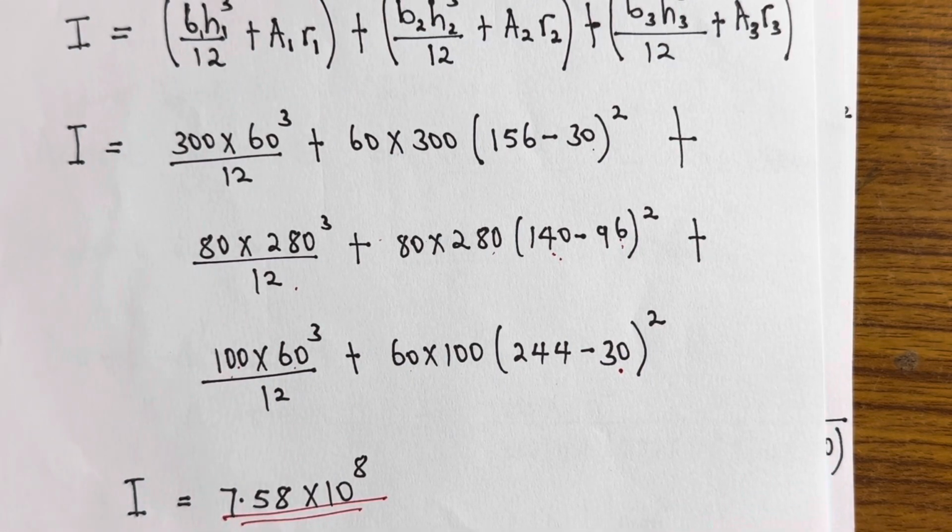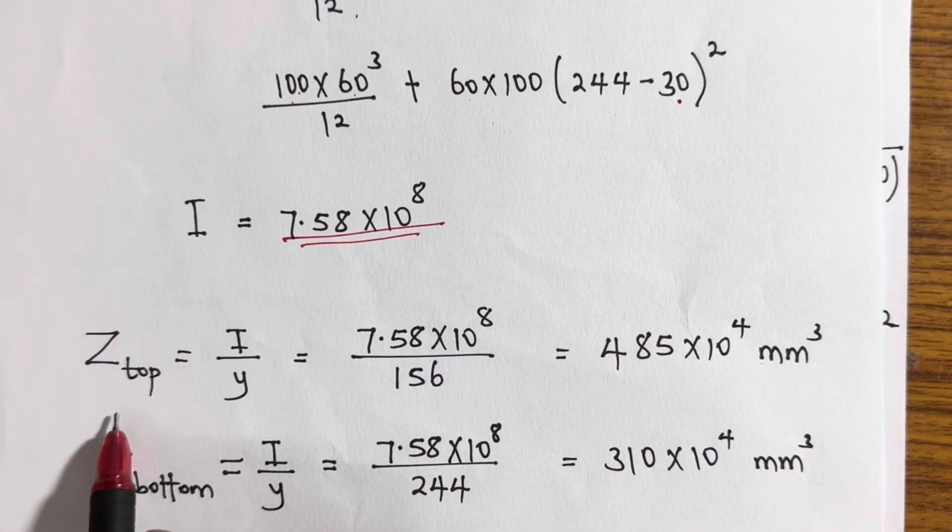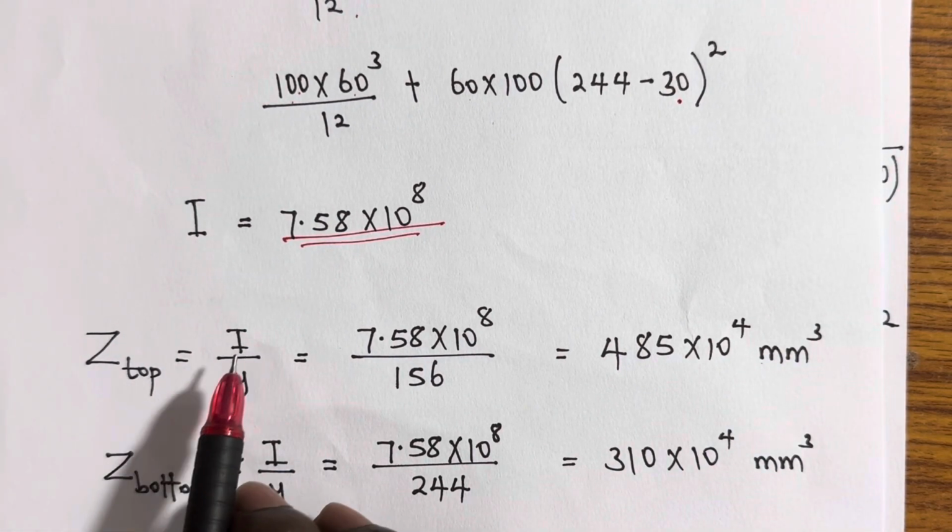Now since we have got the I, unlike in the previous question that we did, here, for us to find the sectional modulus Z, section modulus Z is obtained by I divided by Y. Okay, so let me show you how to do it. Here we go. Z from the top, I divided by Y.